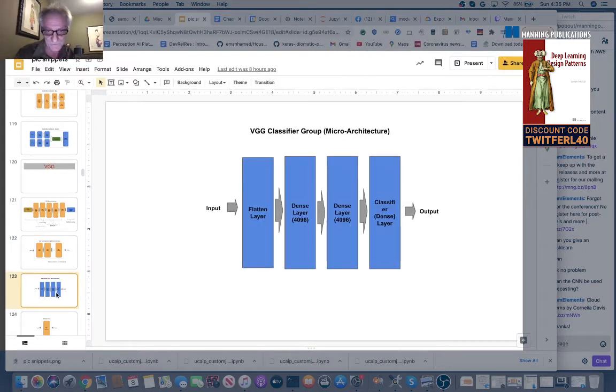They had just a horrifically large classifier. Nobody does it anymore, where they put in two dense layers of 4,096 parameters each. Yeah, that's really ridiculous. It just causes a computational explosion, and it turns out unnecessary.